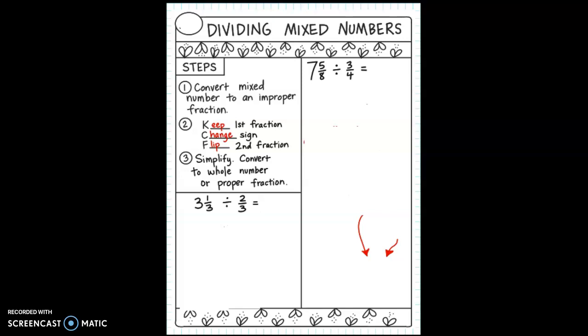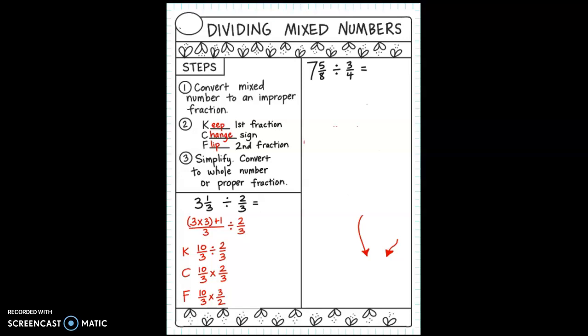So 3 1/3 divided by 2/3. We need to change 3 1/3 into an improper fraction. 3 times 3 is 9, plus 1 is 10. Our improper fraction is 10 over 3 divided by 2/3. Keep the first number the same, 10 over 3. Change the sign to multiplication. Flip the second number to 3 over 2.